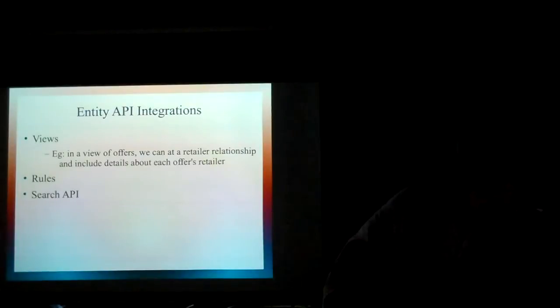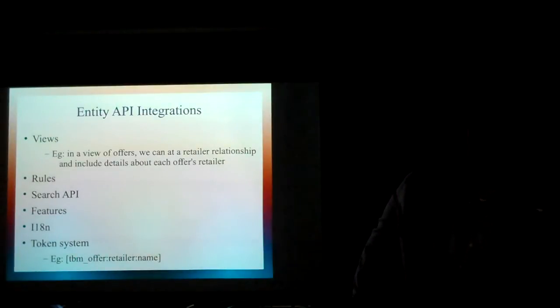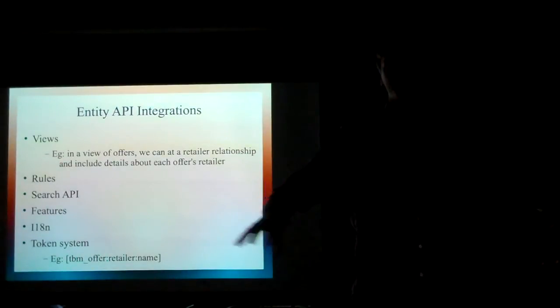All right. We're going to keep going. So then, there's all kinds of integrations you get from using the entity API. Views, rules, the search API. You get all kinds of integration there. Features, when you make entities exportable. Internationalization, that's supported by the entity API. The token system. So for example, here we have an offer. You can use the token system to refer to the retailer's name of that offer. That's jumping across tables, and it's using that metadata you defined in the property info.